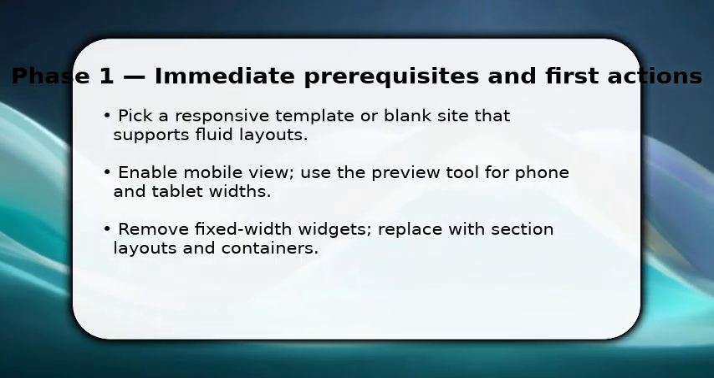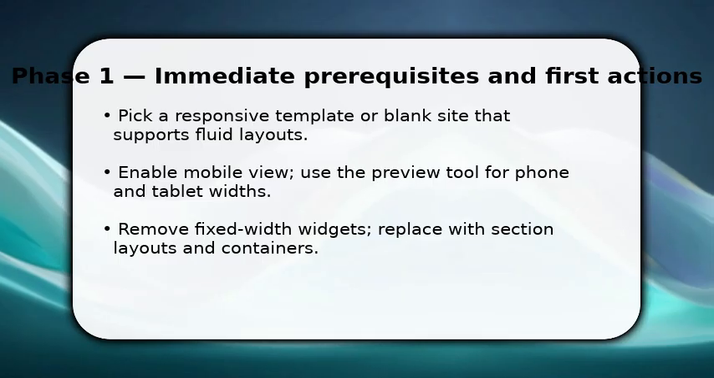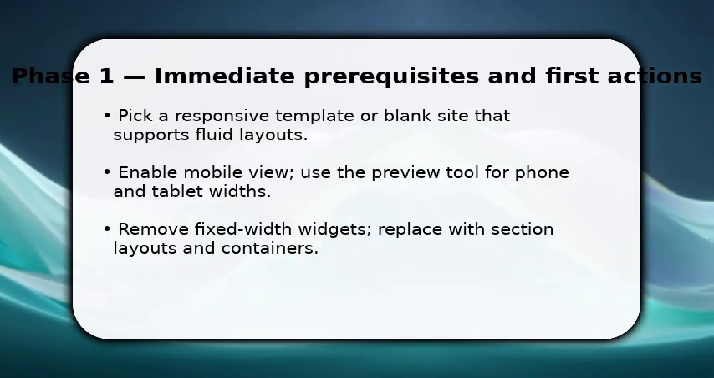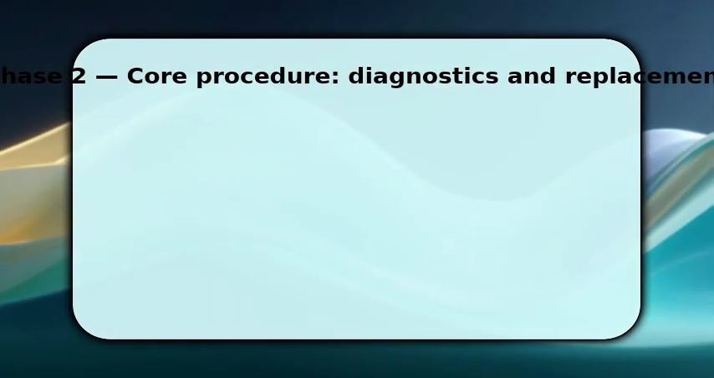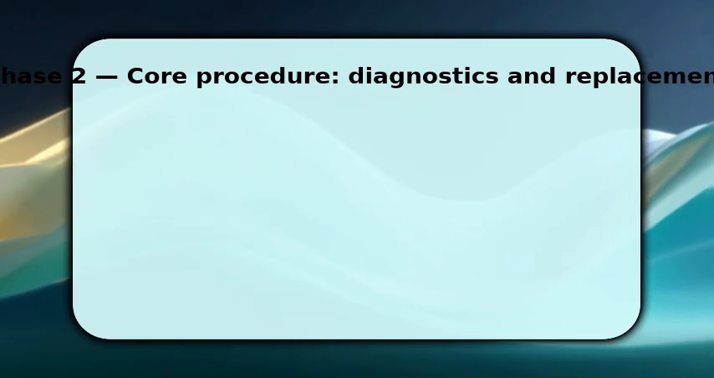Once done, inspect images and convert them to responsive blocks so they scale instead of cropping. This reduces horizontal scrolling on narrow screens. You now refine layout and content so the site adapts smoothly.